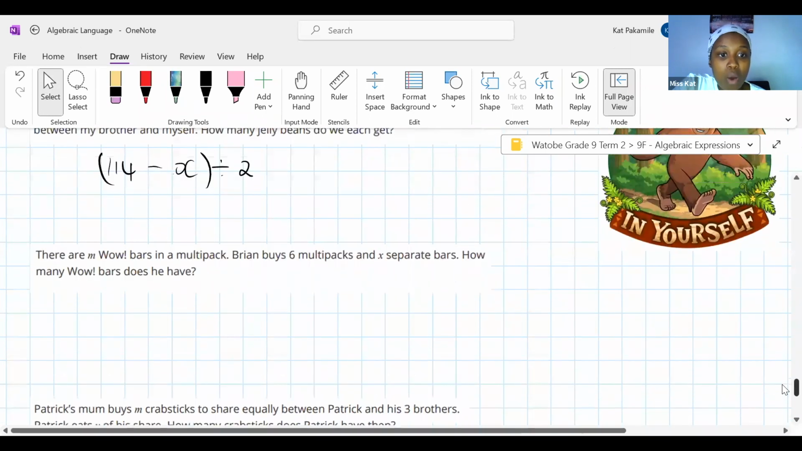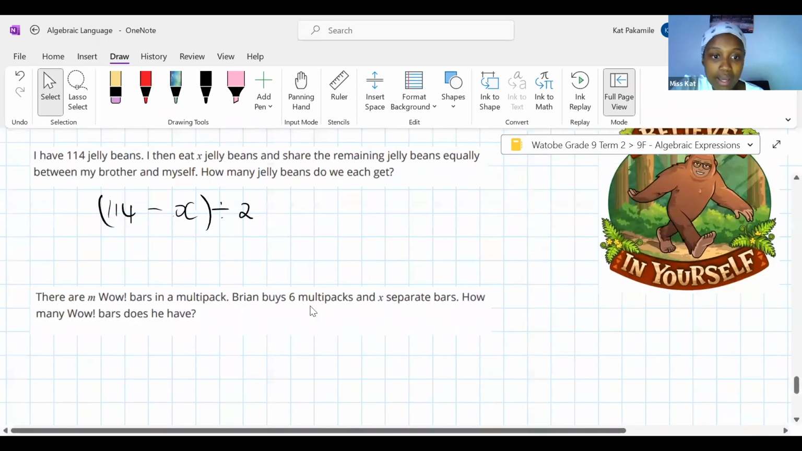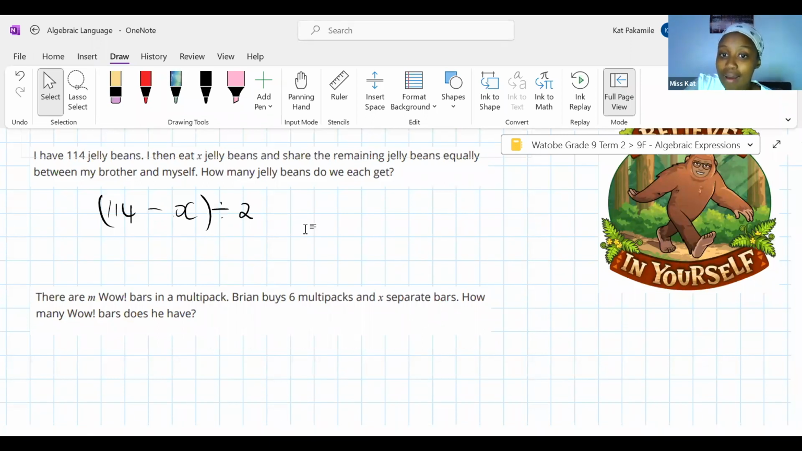Okay, we have time for more. There are m wow bars in the pack. Brian buys 6 multi-packs. Each have x separate bars. How many wow bars do we have in total? Oh, we got messy.